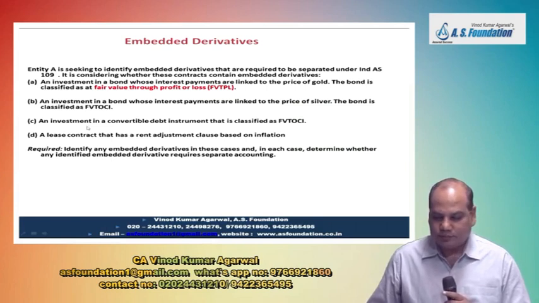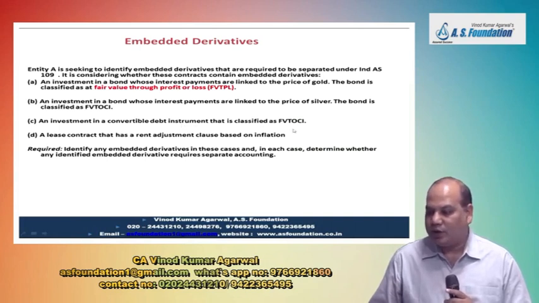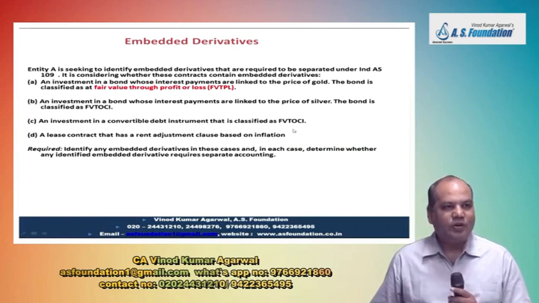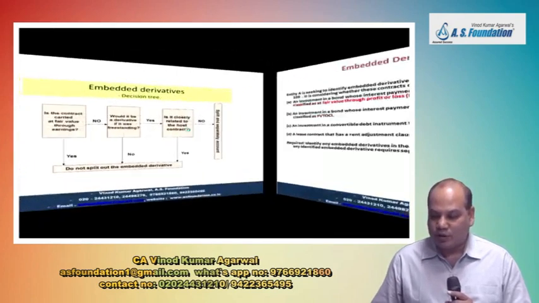Next paragraph. An investment in a convertible debt instrument that is classified as FVT OCI. So first, it should not be FVTPL. That condition we have satisfied. Then there is an option to convert. So there is a derivative, convertible into equity share. And the host contract is a debt instrument.